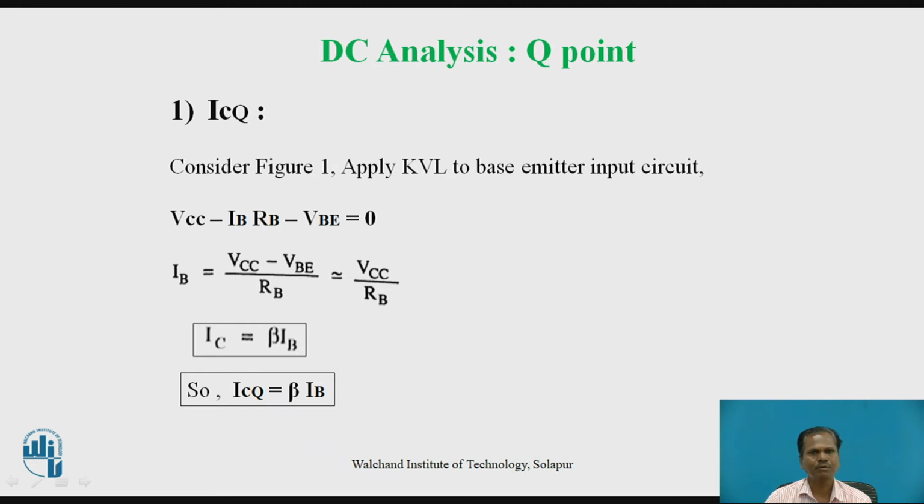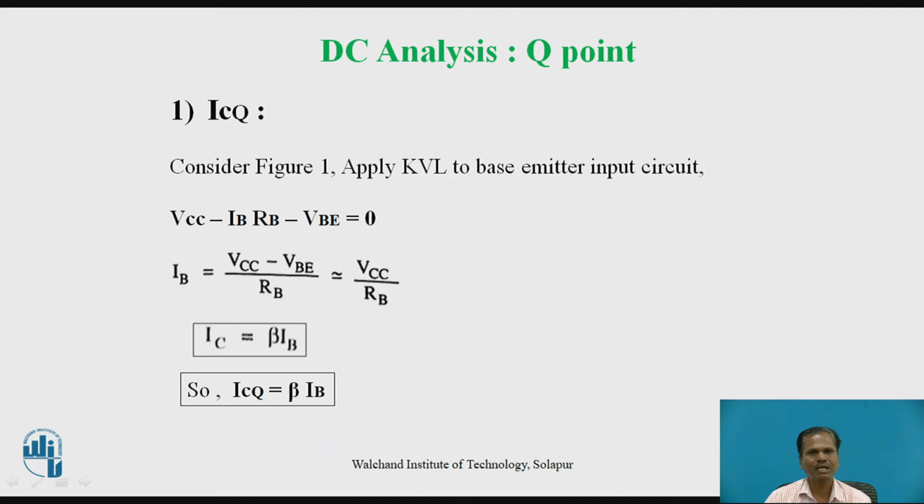The value of VBE is about 0.6 to 0.7 volt for a silicon transistor and 0.2 to 0.3 volt for a germanium transistor. Once the transistor is turned on, the voltage between base and emitter remains approximately constant, and that value is very small as compared to the value of VCC. So, the base current IB can be approximated to VCC upon RB, neglecting the value of VBE.